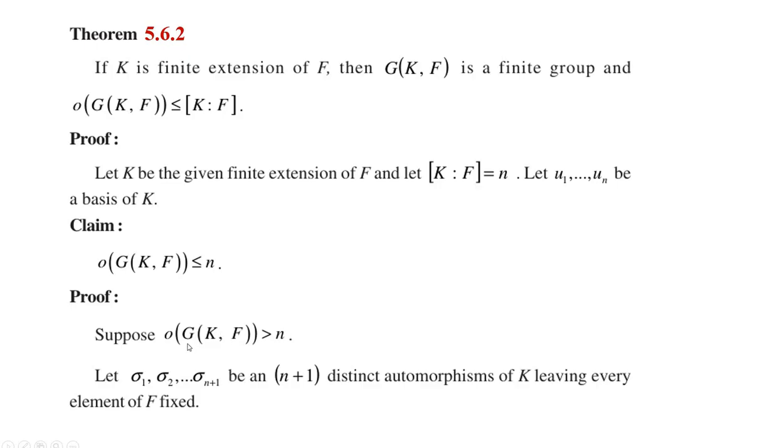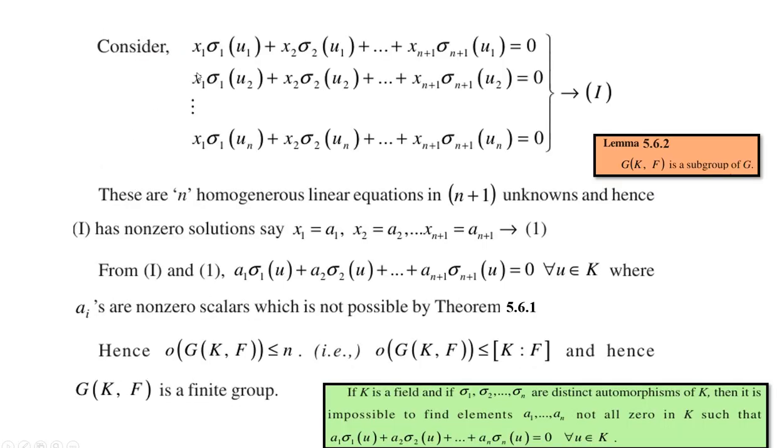That means I can have sigma 1, sigma 2 and so on, sigma n plus 1 to be the n plus 1 distinct automorphisms of K, leaving every element of F fixed. Because in G(K/F) you have only such elements: automorphisms which leave the base field elements fixed. So now we are going to consider this set of equations, which needs to be remembered.